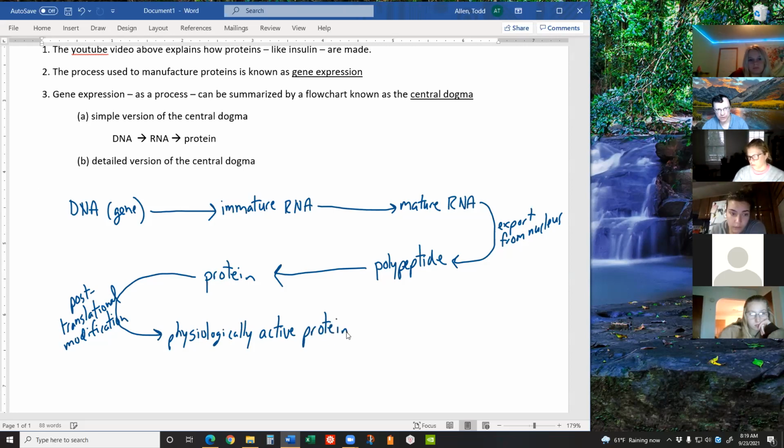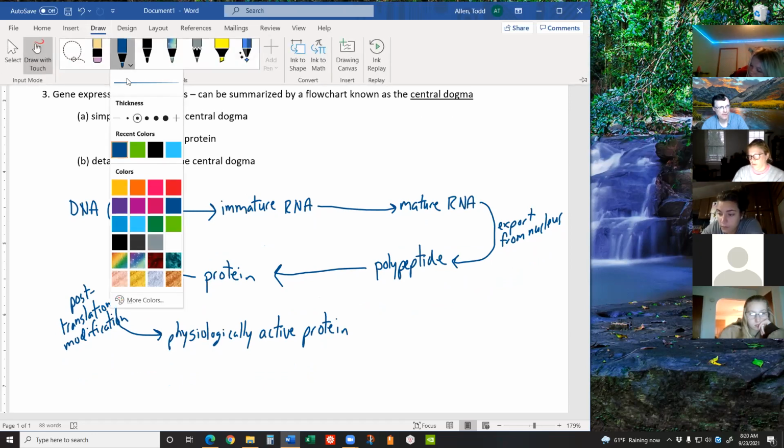Okay, so you might ask yourself, which version of the central dogma chart do you prefer? You probably prefer the simple version, right? But it is not that simple in reality. So let's talk about a few ideas here explained in the detailed version of the central dogma. And I'm going to switch to a different color here just to highlight some things.